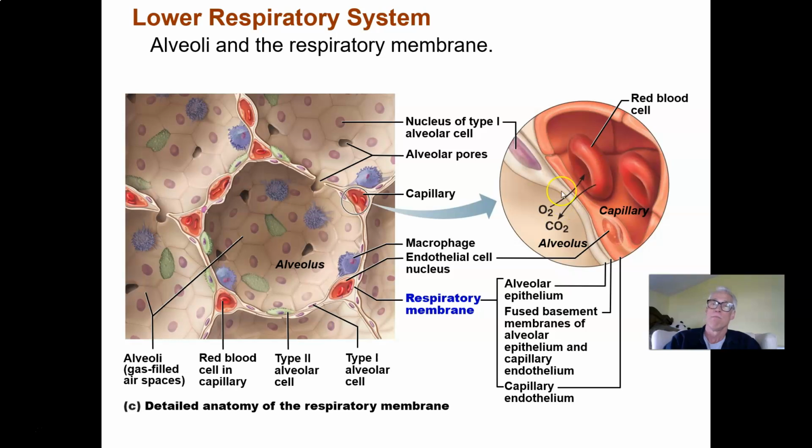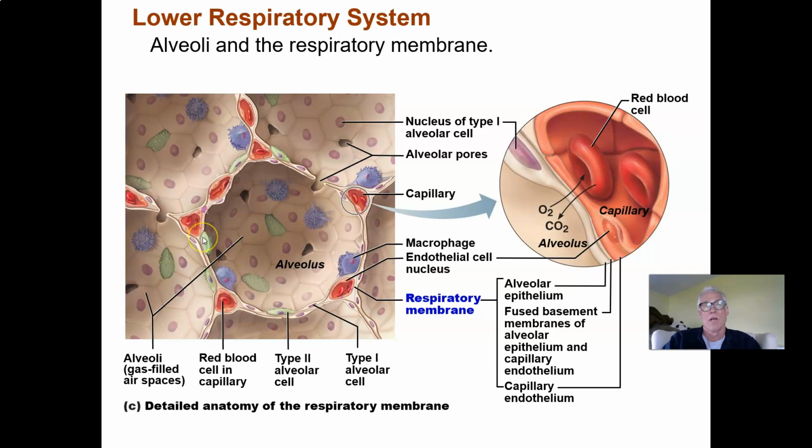So that collection of structures is called the respiratory membrane. That's what the gases have to cross over to go from the air in the alveolus into the capillary blood, or from the capillary blood, in the case of carbon dioxide, into the alveolus to be breathed out. The respiratory membrane is a really important structure of all land organisms that use oxygen, and that are, well, I should say animals.